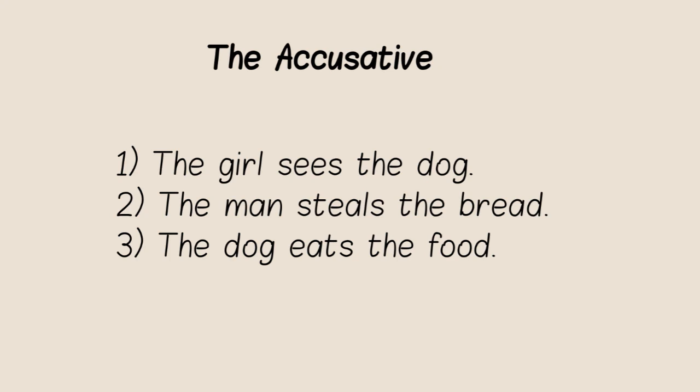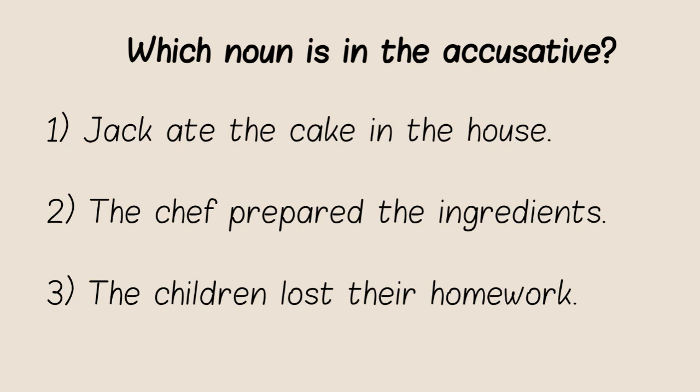Okay, now we have the accusative. So the girl sees the dog, the man steals the bread, and the dog eats the food. Same sentences from before, but the accusative is basically the noun that's having the verb done to it. So the dog is being seen, so it's in the accusative. The bread is being stolen, so it's in the accusative. And the food is being eaten, so it's in the accusative. So you can see I've used dog twice, but it doesn't matter what noun you use, it only matters what it's doing in the sentence.